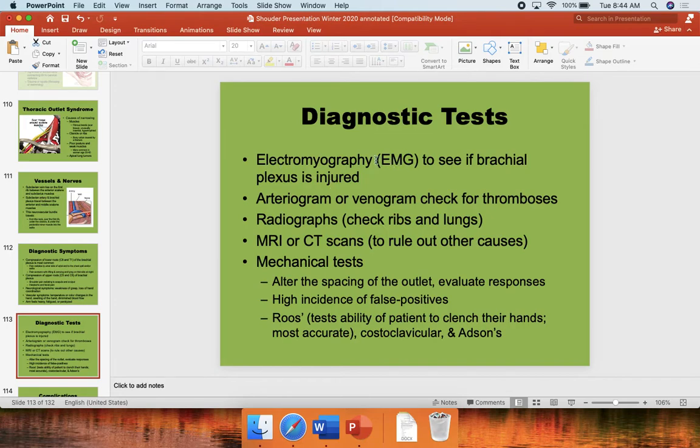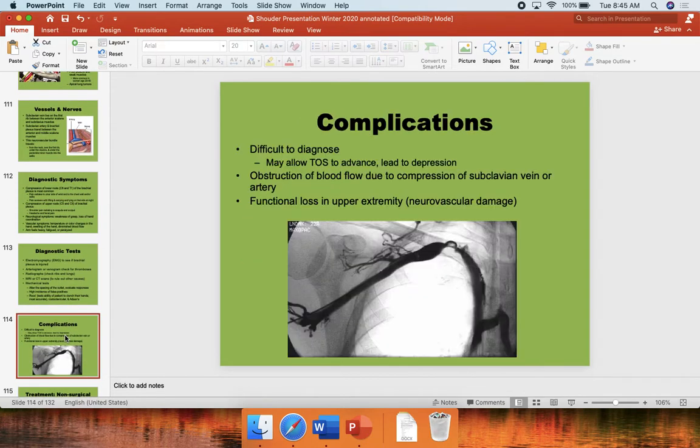You can test the muscles using electromyography. So an arteriogram is going to give you an idea of the blood flow through the artery and a venogram through the vein, checking for constrictions. You can look for that cervical rib or other things. So there's some ways that they can actually go through and objectively identify thoracic outlet syndrome.